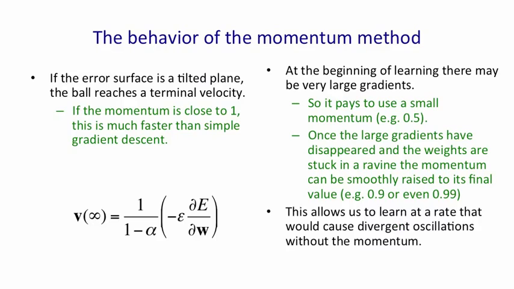You might think, why don't we just use a bigger learning rate? But what you'll discover is that using a small learning rate and a big momentum allows you to get away with an overall learning rate that's much bigger than you could have had if you used learning rate alone with no momentum. If you use a big learning rate by itself, you'll get big divergent oscillations across the ravine.